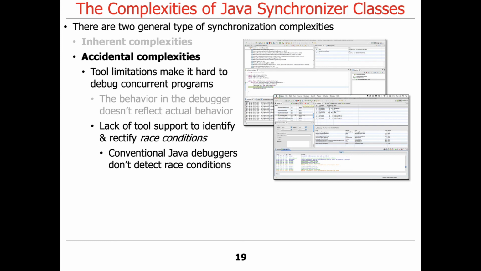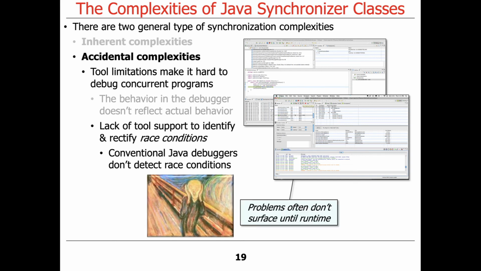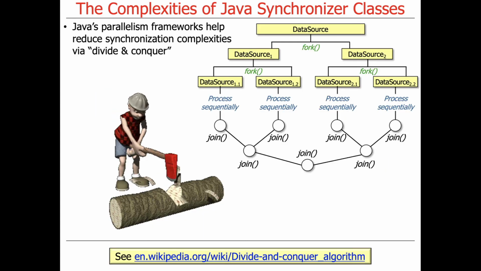Conventional Java debuggers don't detect race conditions. You have to get very expensive tools that are typically add-ons, static analysis tools, dynamic analysis tools. And of course, as I mentioned before, the problems don't often surface until runtime. So even if you analyze your program statically with a static analyzer, it still won't tell you all the problems because they're only going to be surfaced at runtime.